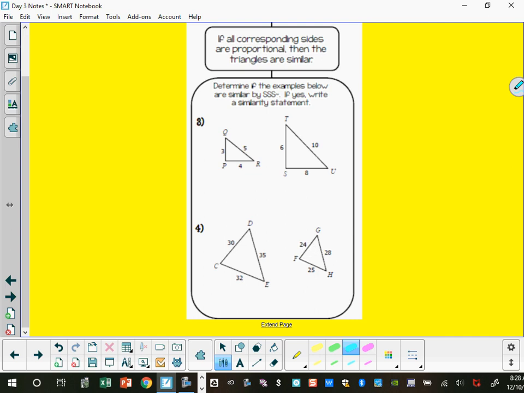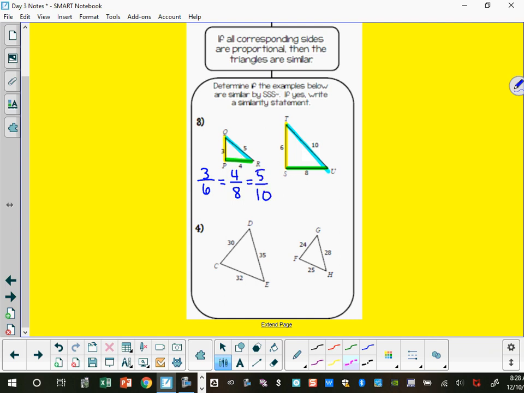Let's take a look at this first figure. This side QP, which is 3, matches what in the big triangle? TS, which is 6. Alright. 4 matches what? 8. And 5 matches? 10. Good. Alright, so I'm going to make a proportion out of this. I'm going to write 3 over 6 is equal to 4 over 8 is equal to 5 over 10.